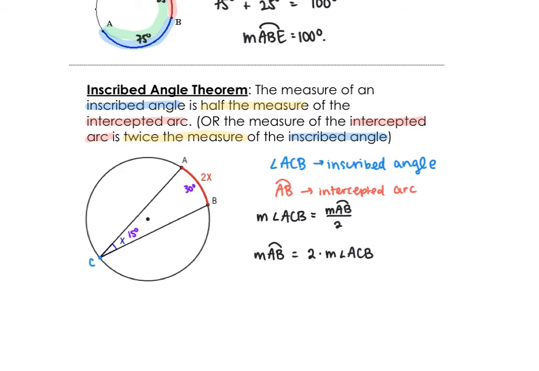The other way you can write this, without any symbols, is you can just say that the inscribed angle is just the arc divided by 2. Or you can think of it as the arc is 2 times the inscribed angle.